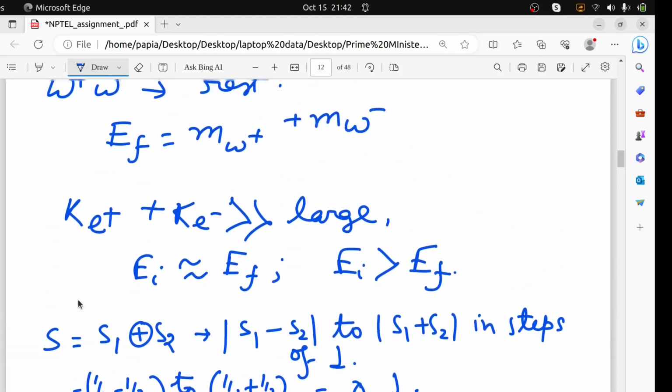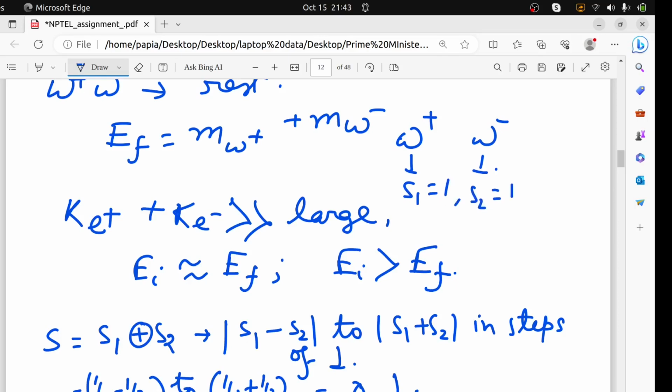Now coming to the final H. Final H was what? W plus W minus. So W plus W minus are spin 1 particles. That means H1 is 1, H2 is 1. Now in that case, we are talking about H, which is 1 minus 1 equals 0 to 1 plus 1, which is 2. That means 0, 1, 2. These three are the possible values.